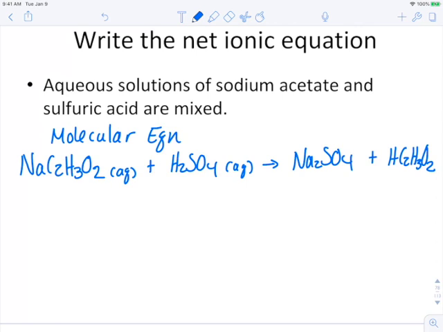All right. Any questions about how I wrote out that molecular equation? All right. So what did y'all get for sodium sulfate? Was that aqueous or solid? Excellent. So I'm seeing some aqueous coming through. All right, what about the acetic acid? Aqueous or solid? Excellent. All right, any questions on anything so far?